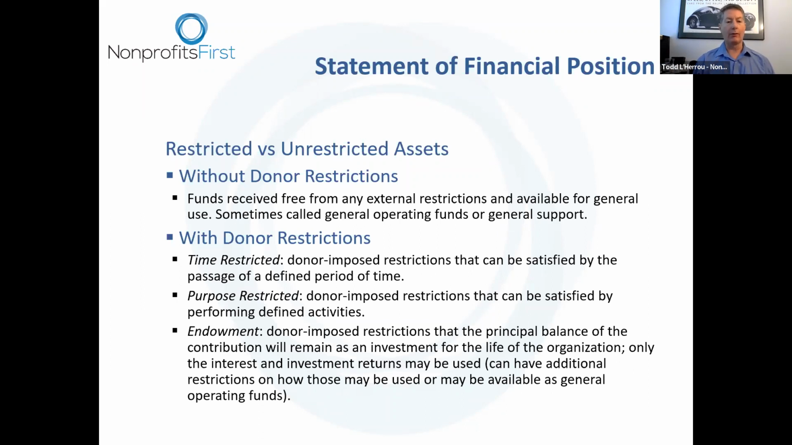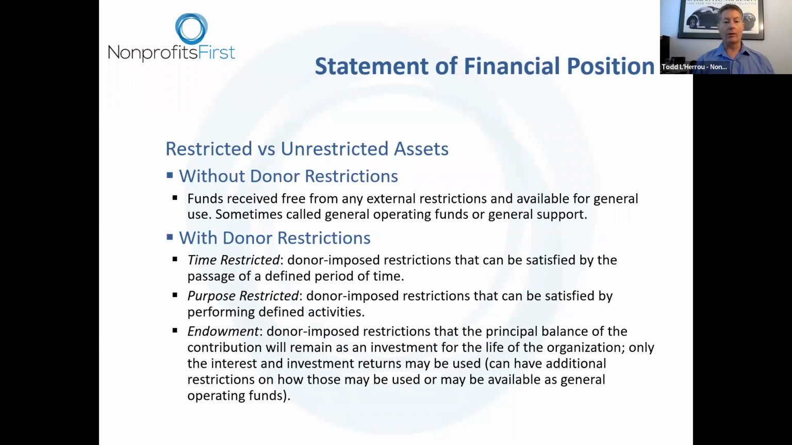The last type of restriction, common restriction, there are other types, is the endowment. And here, when I'm talking about an endowment, I'm talking particularly about a donor-imposed endowment. So when I say donor-imposed, that means that the wishes of a particular donor was that this money go towards an investment that will be for the life of the organization. And an endowment typically means that only the interest and investment returns can be used. And there may be some additional restrictions as well. But you can't dig into the principal of the endowment in order to operate the organization for most circumstances.